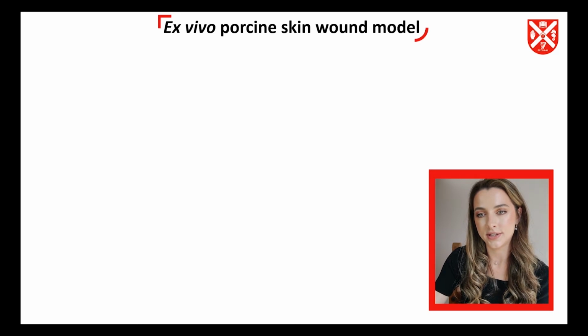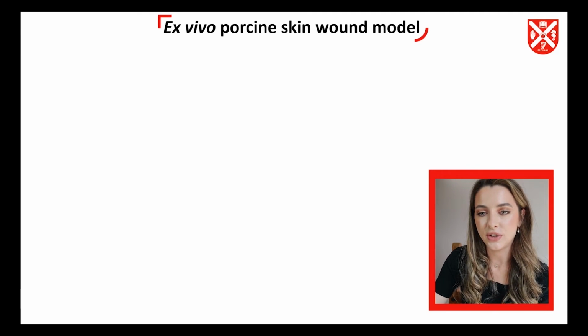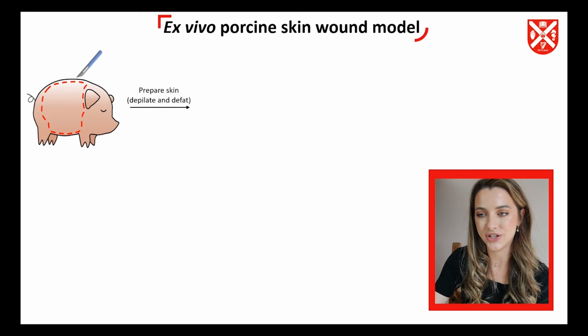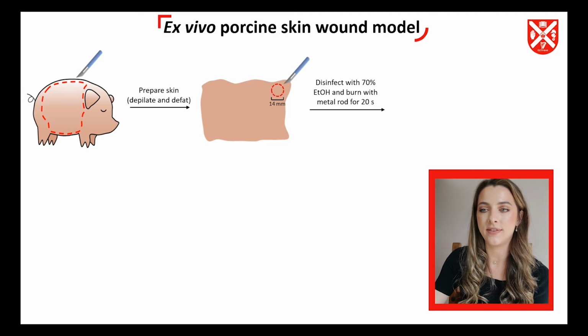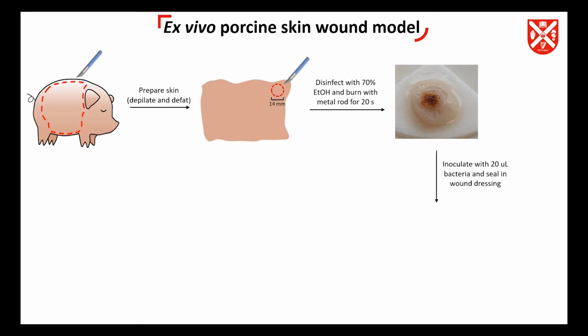So we tested the sensor using an ex vivo porcine skin model. The reason we use porcine skin is because it is the best substitute for human skin. So first of all, you shave the hair off the skin and remove any excess tissue. We then disinfect with 70% ethanol to remove any commensals, and then we emulate a chronic wound by making a burn wound, as you can see here. This is then inoculated with 20 microliters of whichever bacteria you're using and then sealed in the wound dressing.